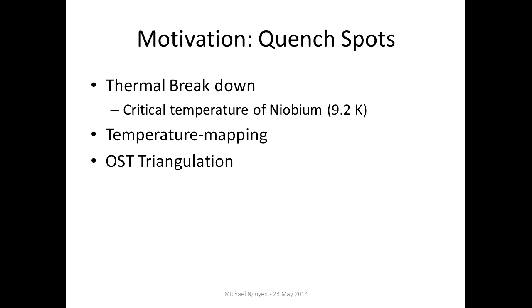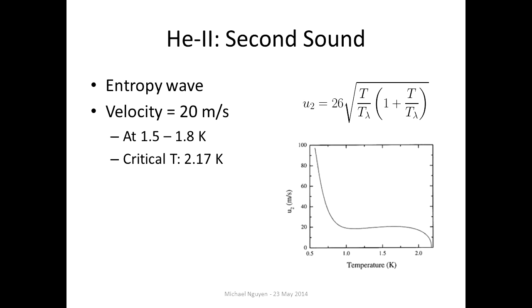A powerful alternative currently in development is the use of OSTs to triangulate the position of a quench by utilizing the properties of a second sound wave. Because we know the velocity of the second sound wave, we are able to triangulate the position of the quench spot. So why are we using second sound?